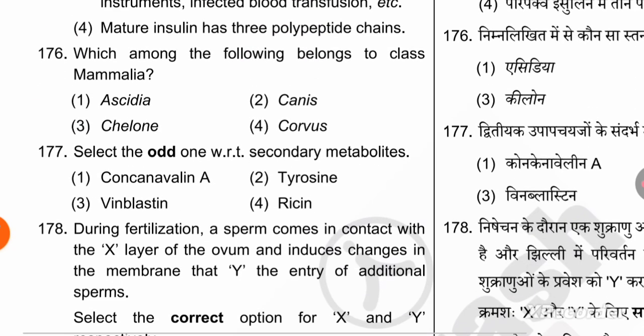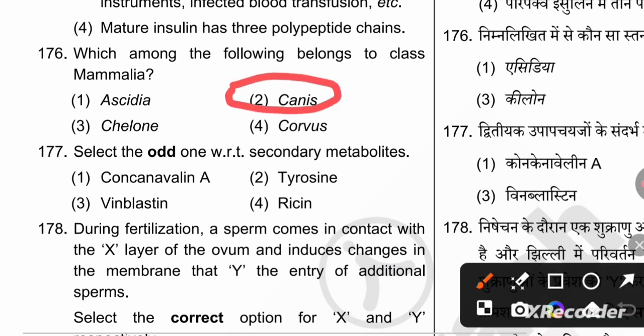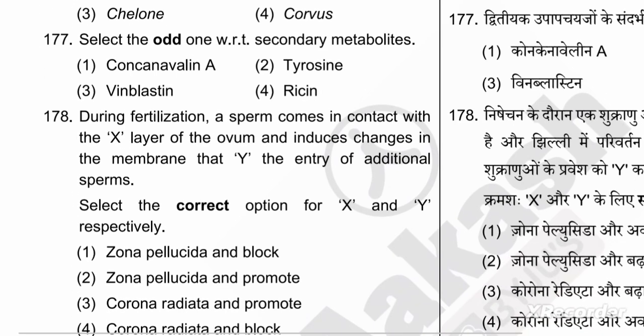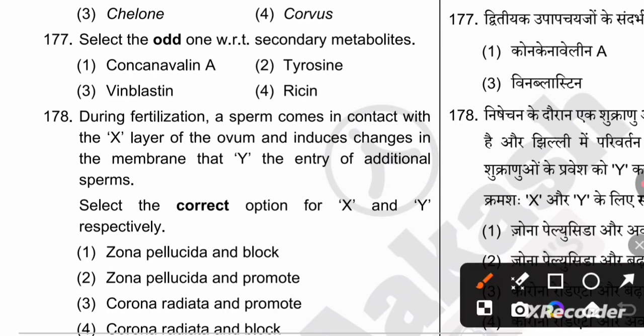176 question. Which of the following belongs to class Mammalia? The class Mammalia is Canis, because Canis includes domestic animals. 177 question. Select the odd one with secondary metabolite. The odd one is tyrosine, because tyrosine is an amino acid, whereas concanavalin, vinblastine and trypsin are the secondary metabolites.